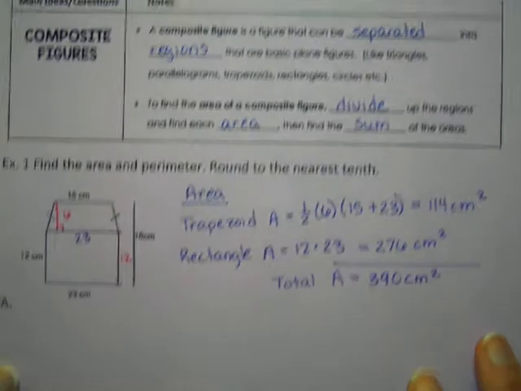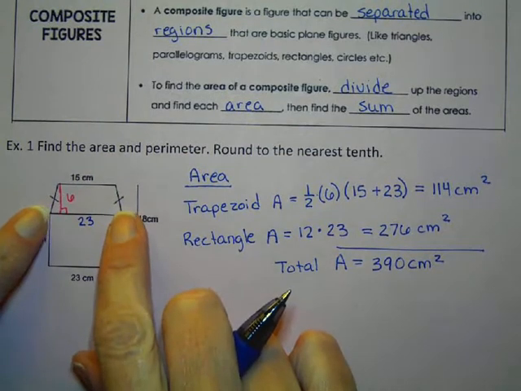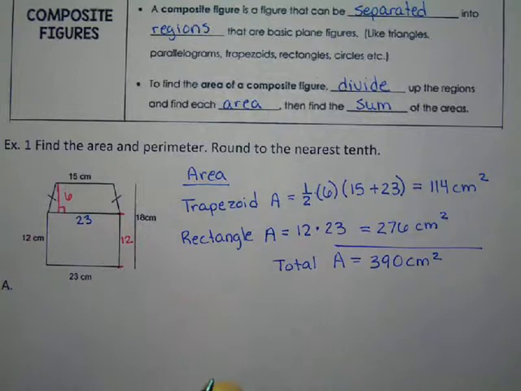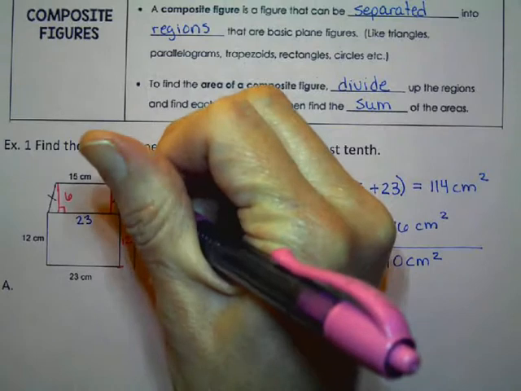Perimeter on this one is a little bit more tricky because it does show us that these are going to be congruent on the sides. But it doesn't tell us what that length is, so we're going to have to do some math. The reason I say that is if those are the same length, then these two triangles formed on each end have to be the same size.